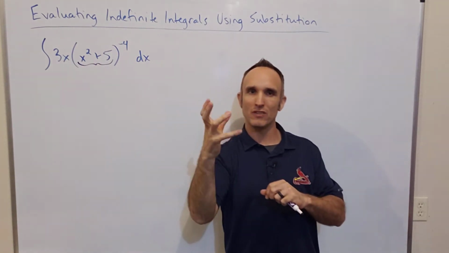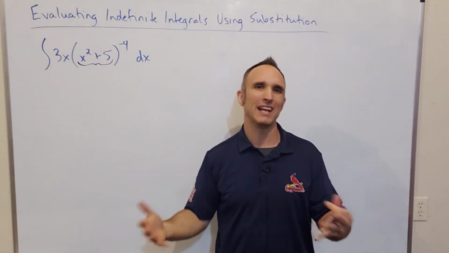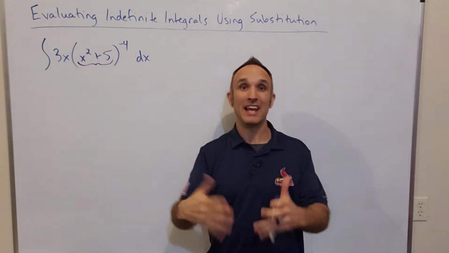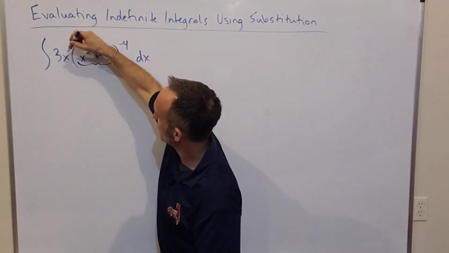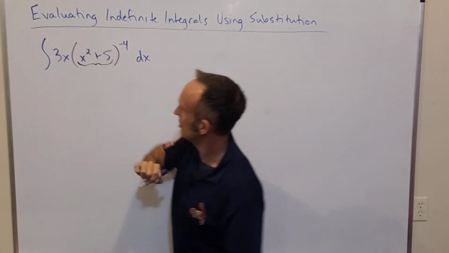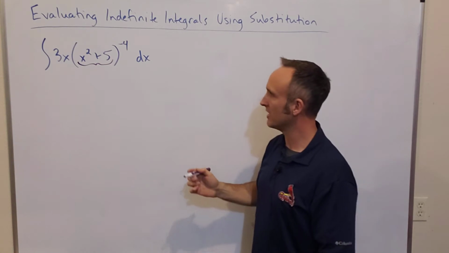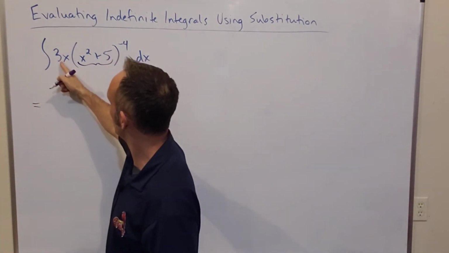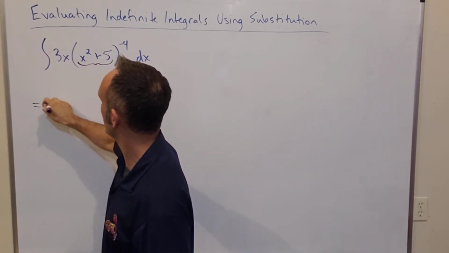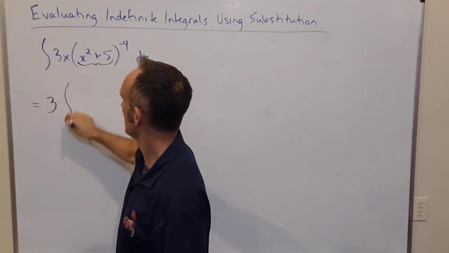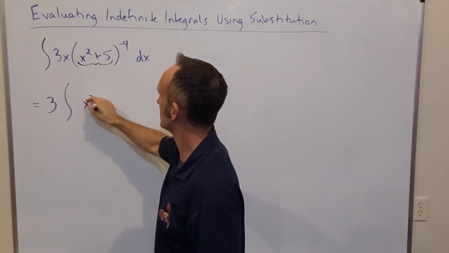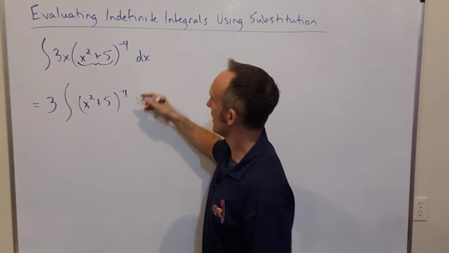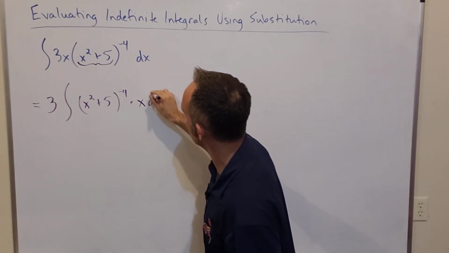Now that coefficient of 2, we don't care about the coefficient. We can handle coefficients in any case. But the derivative of an x squared is going to be an x of some kind. And this particular function has an x, okay? So what we're going to do is rearrange this integral into pieces. So I'm going to pull my coefficient of 3 out to the front because we can deal with coefficients. And I'm going to write my x squared plus 5 to the negative 4th here. And then I'm going to write times x dx.